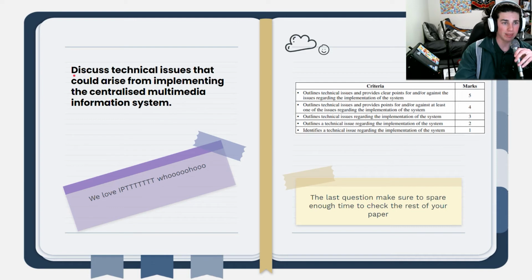But I digress. Discuss technical issues that could arise from implementing the centralized multimedia system. Alright. All we need to do, outline technical issues that provide clear points for and against the issues regarding the implementation of the system. Shouldn't be too hard?